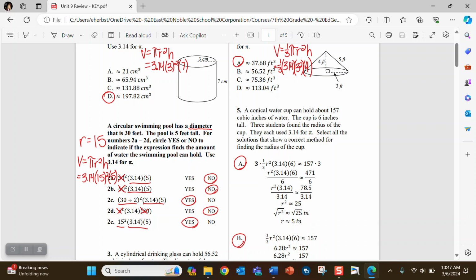So as we look through the answer choices, letter A used diameter instead of radius, forgot to cut that in half. Letter B, they made the mistake that instead of cutting it in half, they doubled it. Letter C is correct. If you take 30 divided by 2, you do get 15. Then we would square 15, multiply that by pi and by 5. Letter D is incorrect. Again, they're using that diameter number instead of the radius, but also in that one, they squared the height instead of the radius. And then letter E is also correct. 15 squared, that's the radius squared, times pi times the height. So your answers are no, no, yes, no, yes.